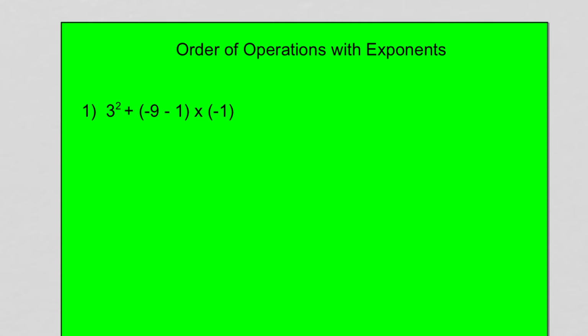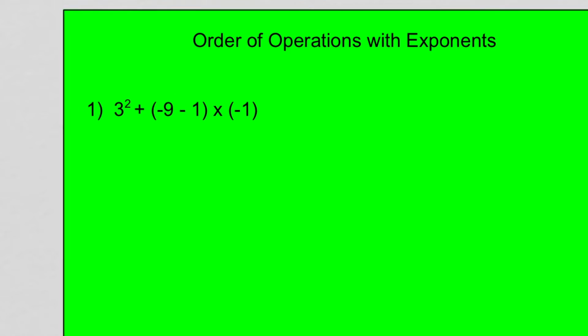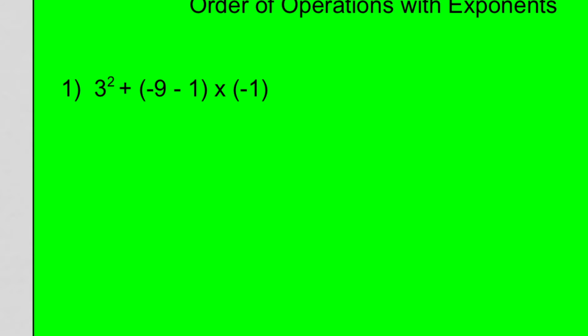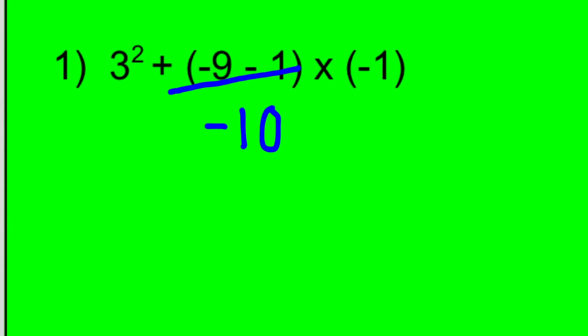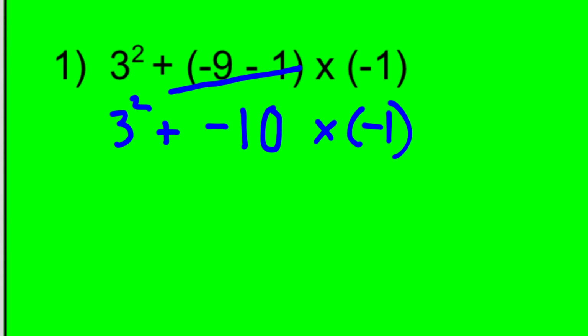Now, the idea is to follow PEDMAS, to do one step at a time, work down the page just like before. So in number 1, 3 to the power of 2 plus in parentheses -9, -1 times -1. Well, we'll do the parentheses first. -9 and -1 is -10. Make sure you write your answer right below that part of the question. Some people like to gently cross out the part of the question they've used. Bring down everything that's left. So I'm going to bring down the 3 to the power of 2, the plus sign, the times, and the -1.